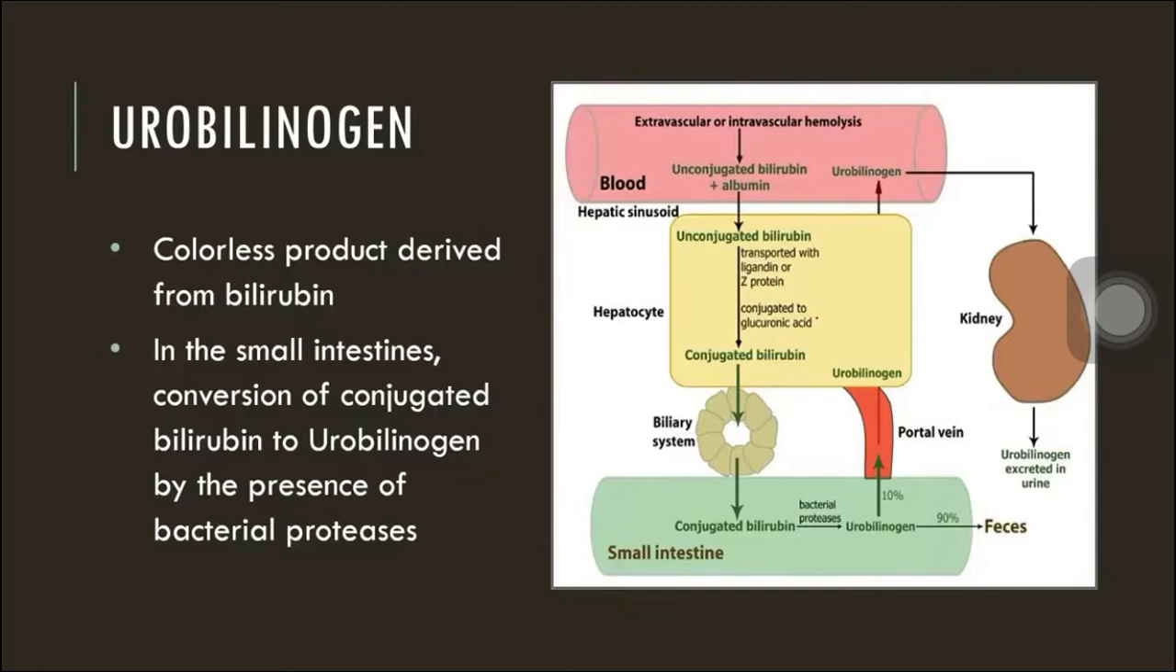So where does urobilinogen come from, if we remember earlier? Urobilinogen is derived by the action of the bacterial proteases on conjugated bilirubin. So if there is no conjugated bilirubin, in cases of bile duct obstruction, there is no urobilinogen. When does urobilinogen increase, if you remember earlier? When RBCs are hemolyzed, in increased hemolysis or hemolytic anemia. So there is increased urobilinogen both in feces and urine.